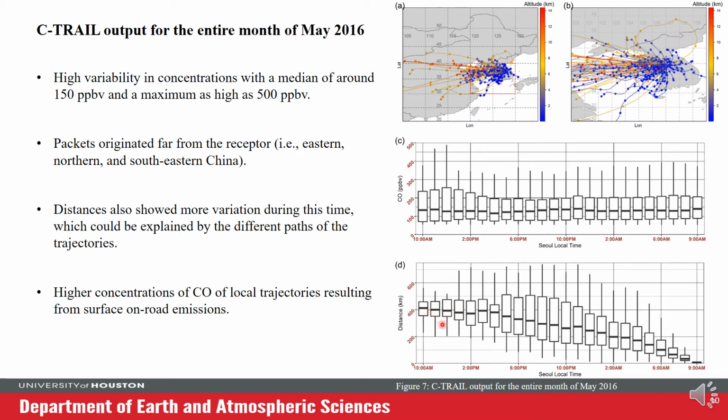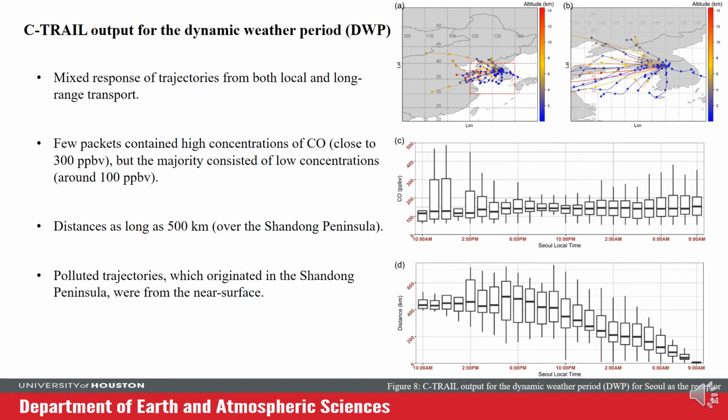originated far from the receptor, eastern, northern, and southeastern China. And the differences in distance show that there is more variation during this time, which could be explained by different paths of trajectory. Some of them are local, some of them are long-range transport. So the same approach can be applied for each of these periods.